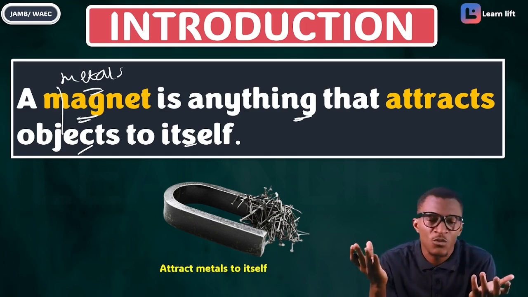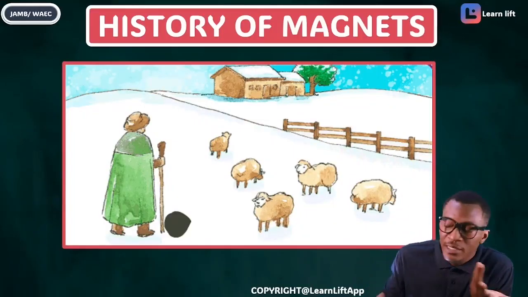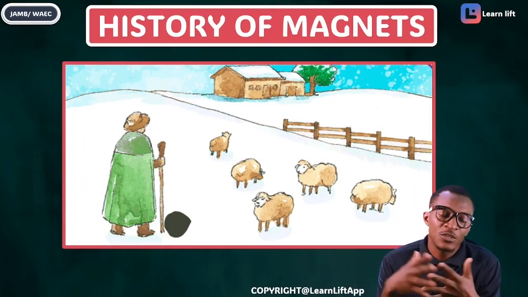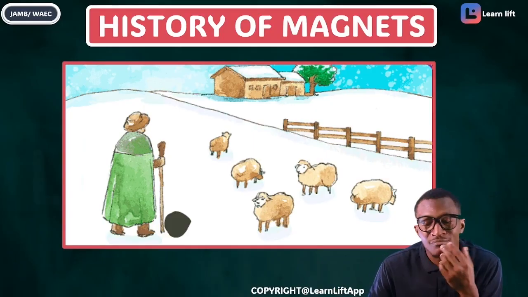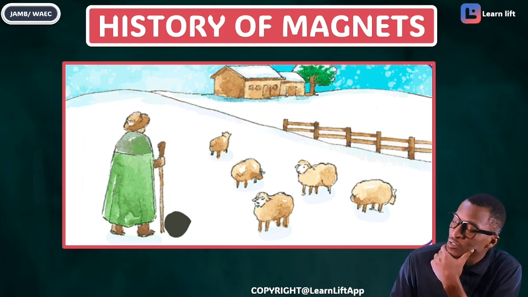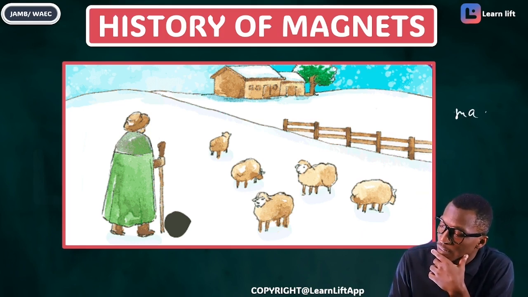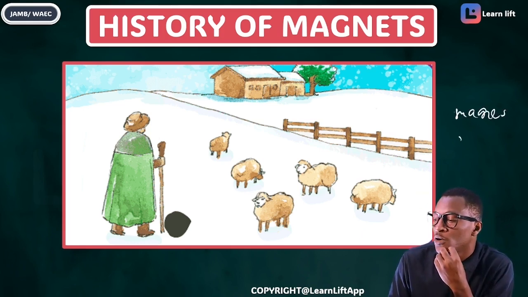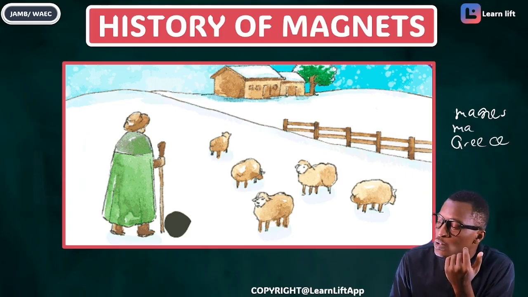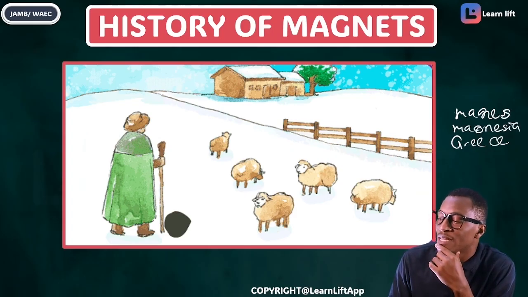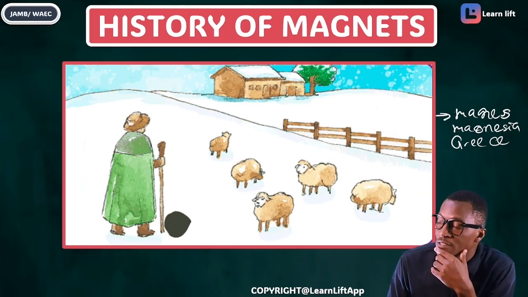Now, if you understand what a magnet is, let's quickly talk about the history of magnets. Before I explain further, I would like you to know that there are different stories about magnets, but among all of them, the most outstanding is this one I'm going to explain to you. This is a man called Magnus. He's a shepherd from a country called Greece, and he lives in a city called Magnesia.